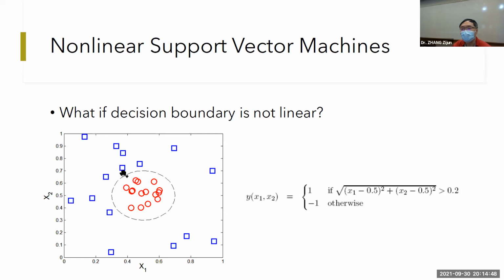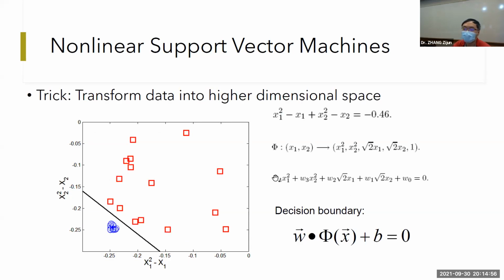Can we have an approach to convert this nonlinear boundary to a linear case? It is possible, and that is the trick of using kernel functions. That's why when you implement the support vector machine algorithm, one important hyperparameter you need to consider is the selection of kernel function in your SVM algorithm.